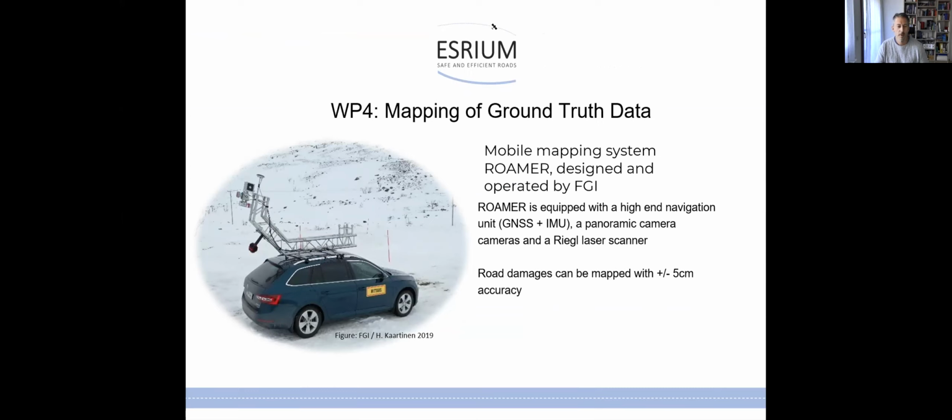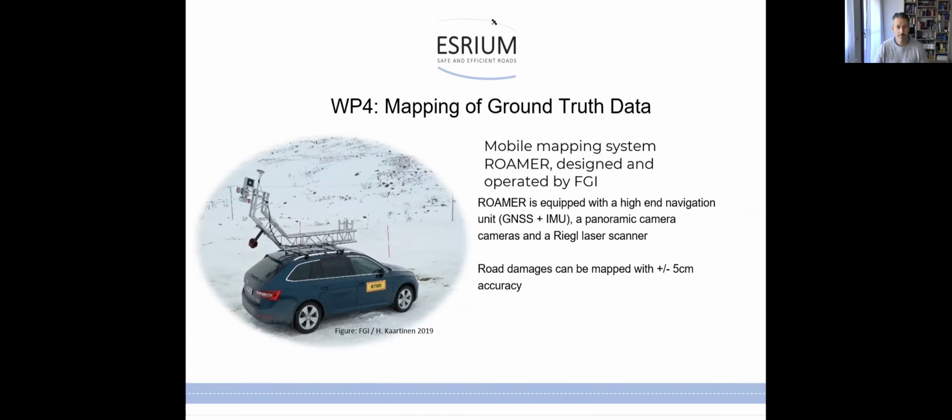You can drive the road and collect all the data you need for road damages, and also the accuracy is about the same. By the way, this system is called Roma. So this system is used in Finland, and we are using our system Pegasus in Austria.